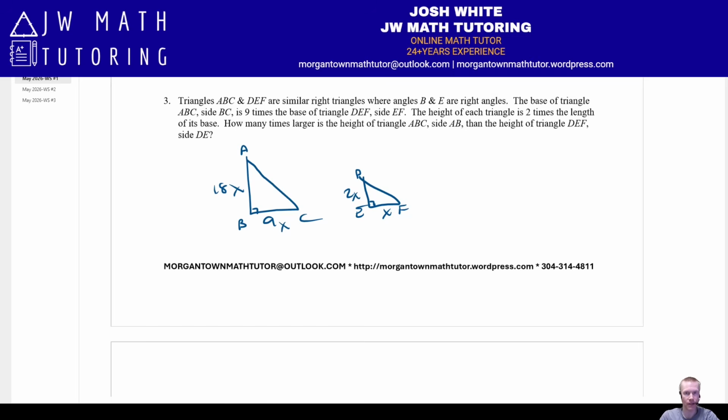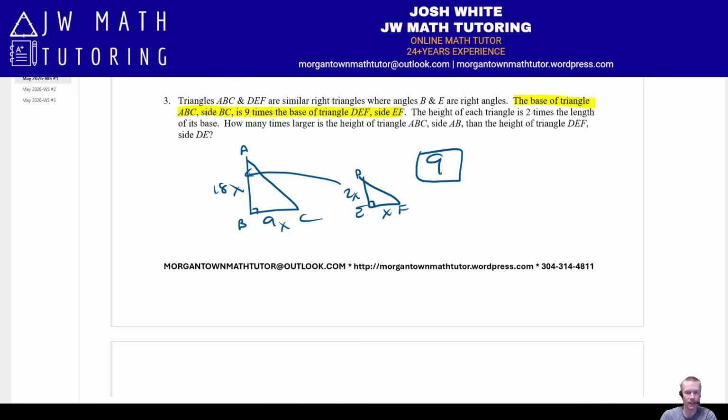How many times larger is the height of triangle ABC than the height of triangle DEF? Well, it's just 9 times larger, and that's it. And you can either see that from my picture, 18x is 9 times 2x, or you don't even need to figure that out. If you just look at this sentence right here, the base of the larger one is 9 times the base of the smaller. The heights are going to have the same ratio because they have the same scale factor, because these are similar triangles.